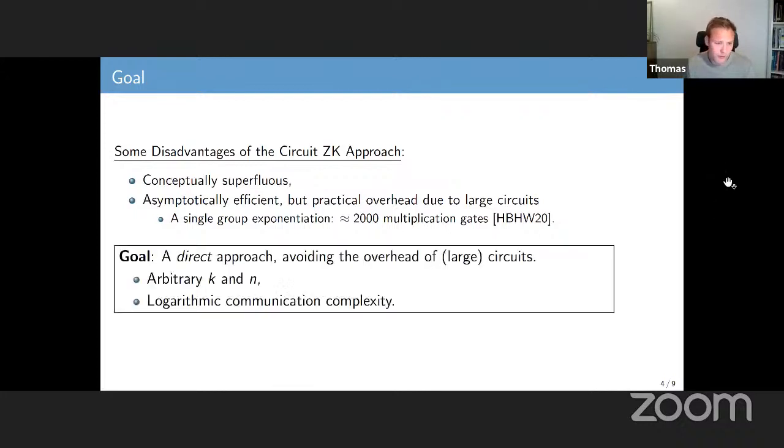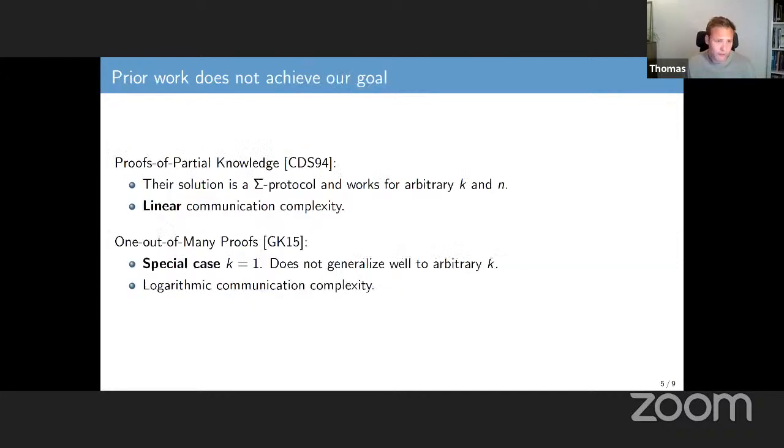So our goal is to devise a direct approach, avoiding this overhead of the large arithmetic circuits. Our protocols should work for arbitrary k and n, and we aim for a logarithmic communication complexity. There have been prior works on this. In particular, the proofs of partial knowledge from Crypto94 introduced a Sigma protocol that works for arbitrary k and n. However, it has linear communication complexity. So we want to improve on that.